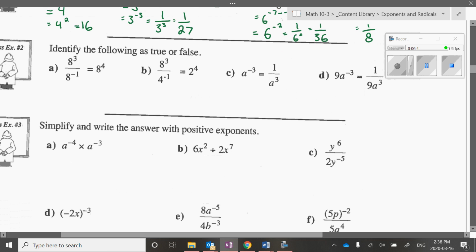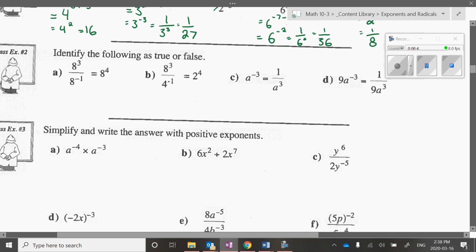Identify the following as true or false. I'd like you to go through these. So pause the video, try them on your own, and then you can compare your answers with mine.